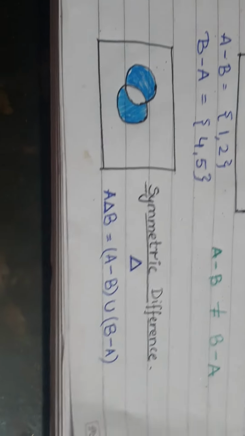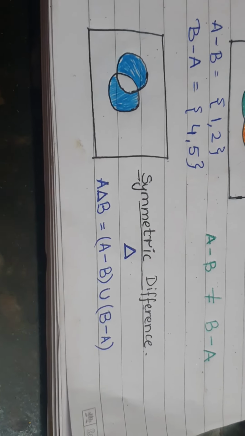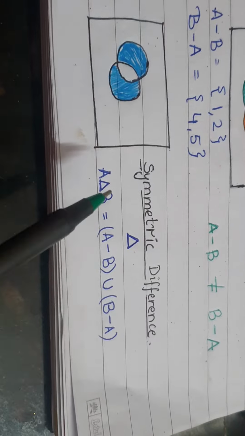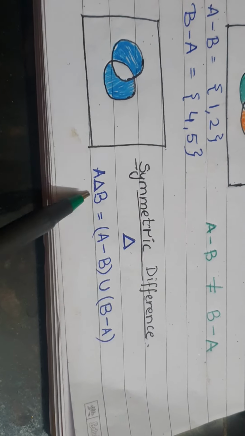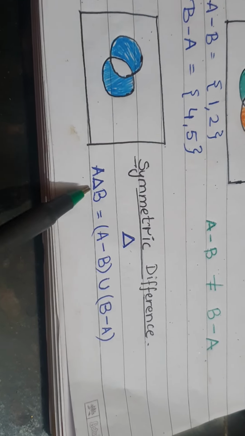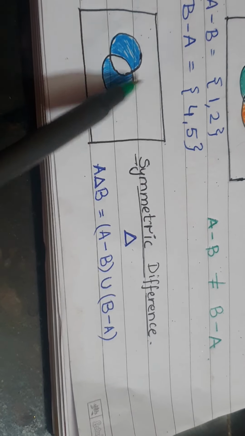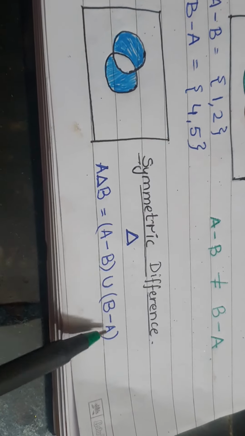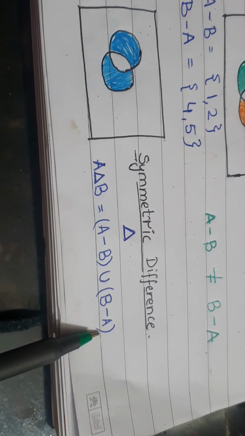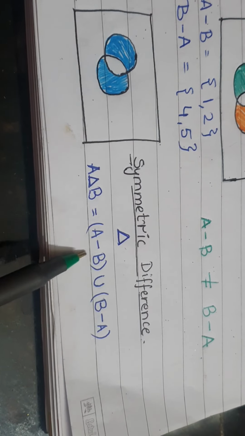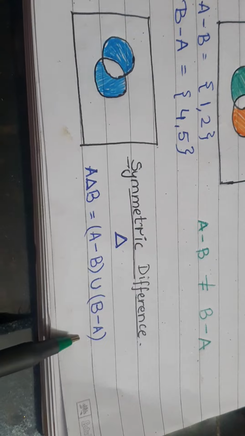And the last one is symmetric difference. Symmetric difference is nothing but a triangle of two sets. A triangle B is what? Union of A minus B and B minus A. Is it clear?